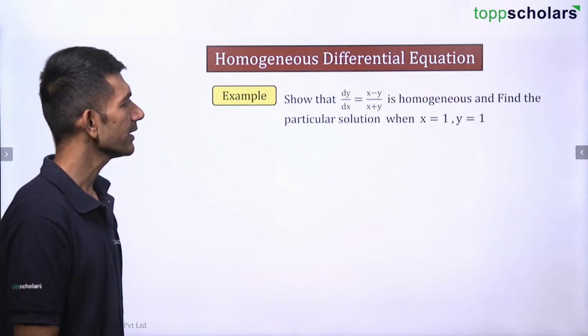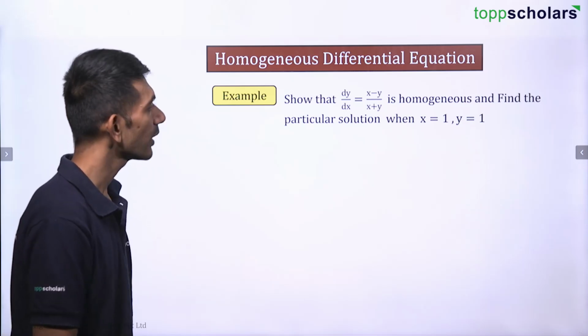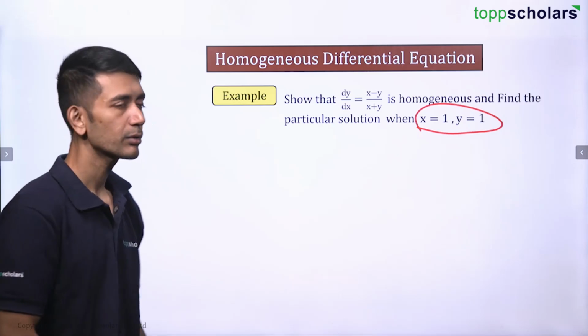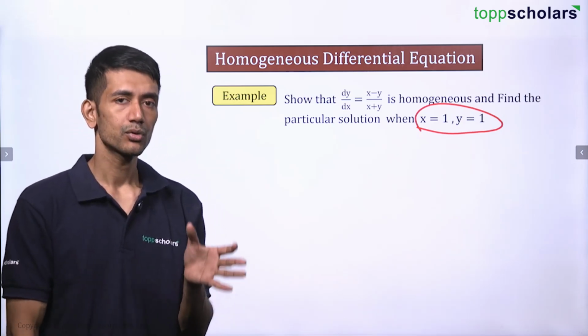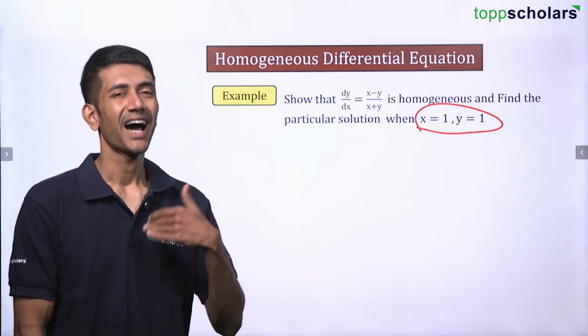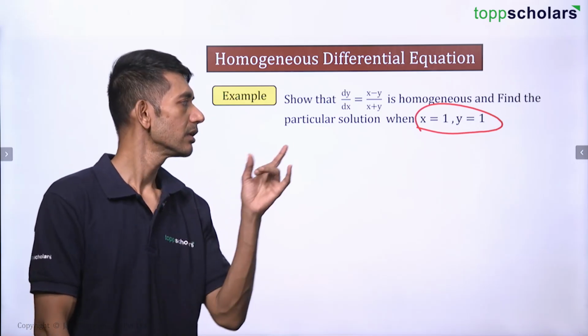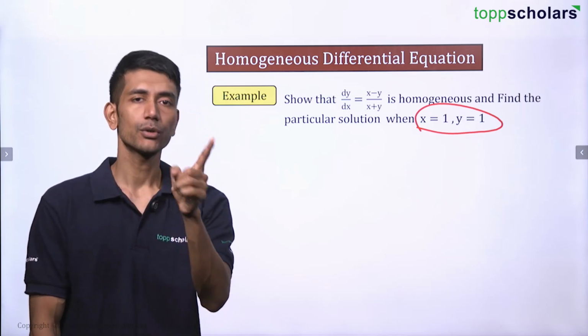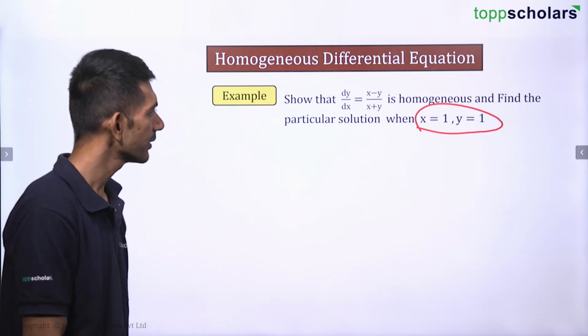We have one more example. Show that dy/dx = (x − y)/(x + y) is homogeneous and find the particular solution. Here we are supposed to find out the particular solution. That means we are supposed to find out the general solution first. After we get the general solution, we'll substitute the values to find the value of c and then resubstitute the value of c at the end.